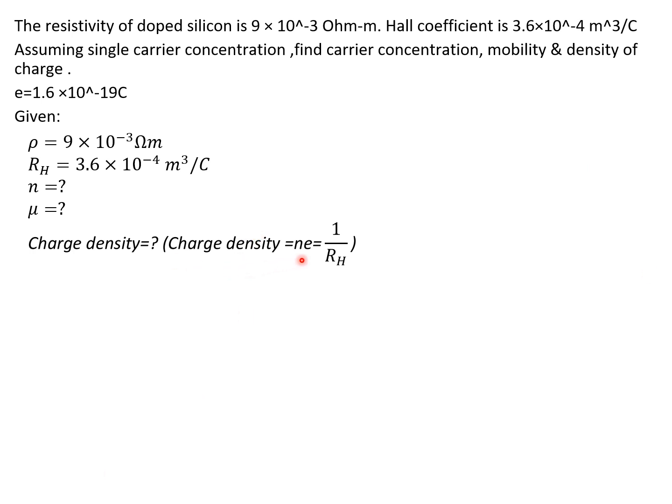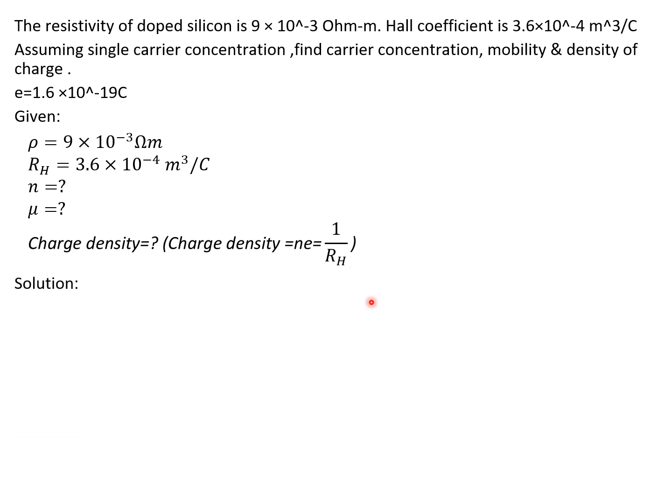It is N into e, because N is the carrier concentration, the number of charge carriers per unit volume, and we need to multiply it by the charge of each particle, that is, the electron. So the charge density will be nothing but Ne. That is why it is equal to the reciprocal of the Hall coefficient. So if we need to calculate charge density, we will simply calculate the reciprocal of the Hall coefficient.